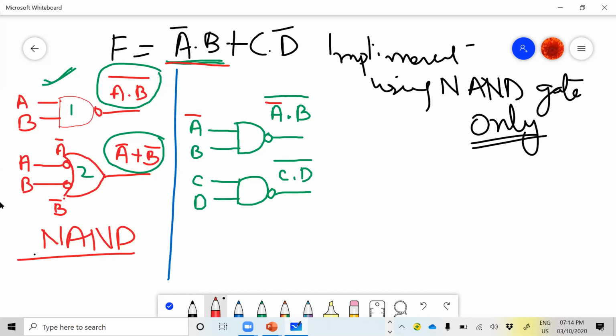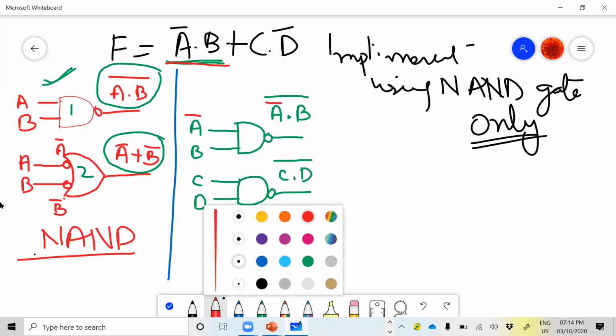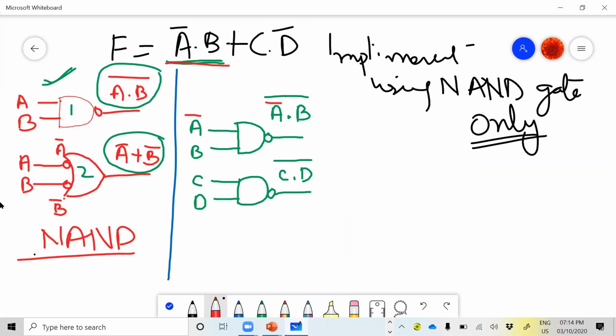Okay, go for the second, C dot D. Is it the same, or should I make a complement here? I should make D complement. Yes. So this is the very first step, girls. Always in the first step, you have to check under the whole bar. Don't worry about the whole bar, we will replace it later on. But we should have exactly the same product term which is there in the given original function. All right.